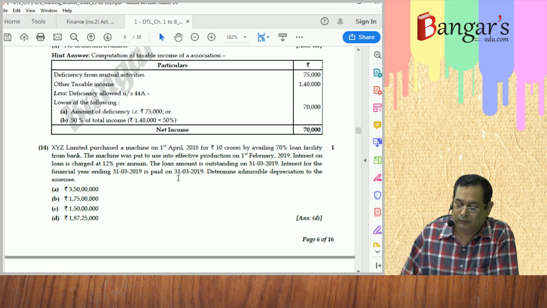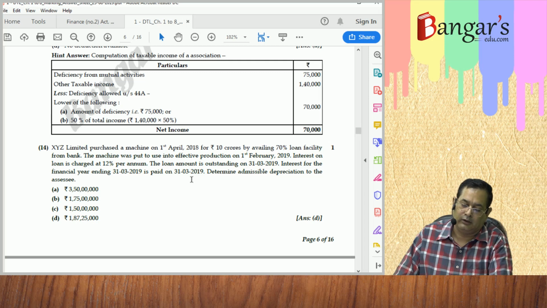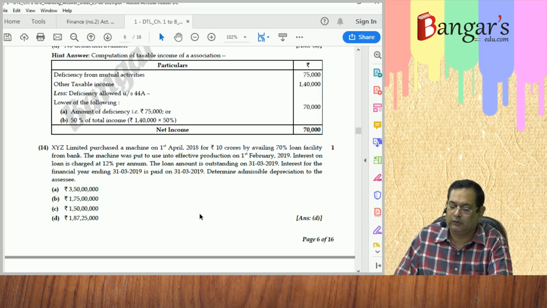The next question is, XYZ Limited has purchased a machine on 1/4/18 for rupees 10 crores by availing 70% facility from bank. The machine was put to use on effective production on 1st February 19. Interest on loan is charged at rate of 12% per annum. The loan amount is outstanding on 31/3/19. Interest for financial year 31/3/19 is paid on 31/3/19.